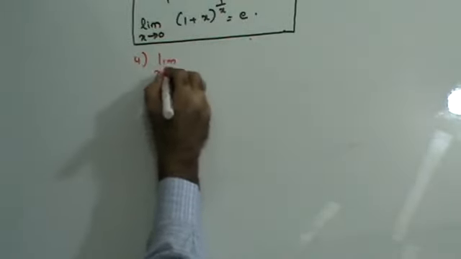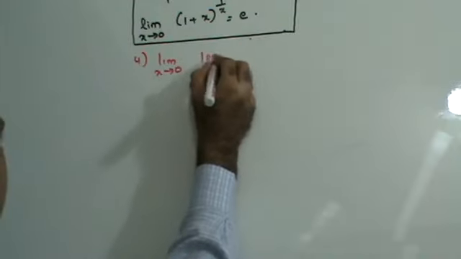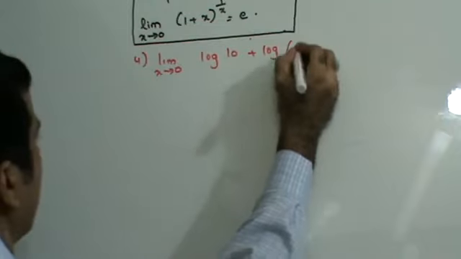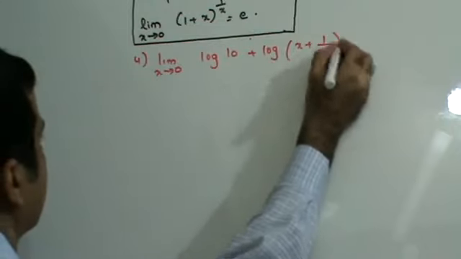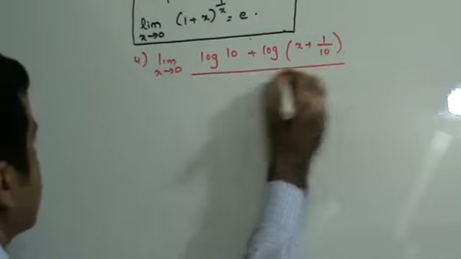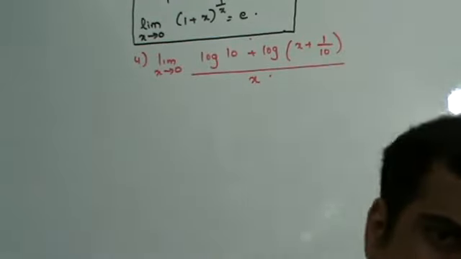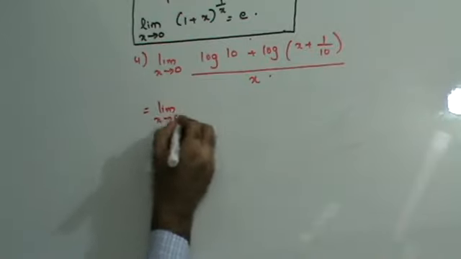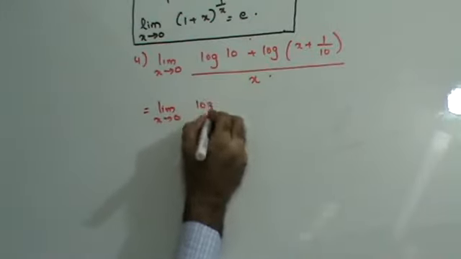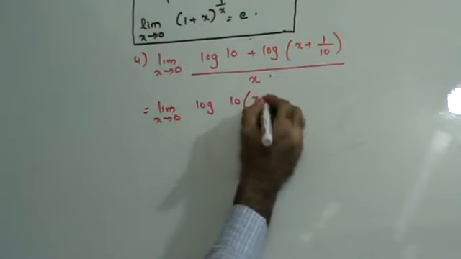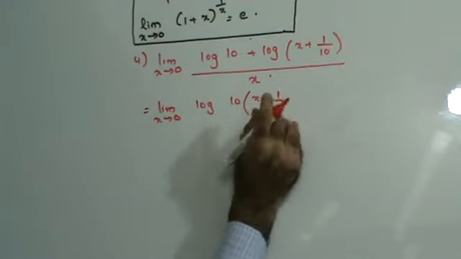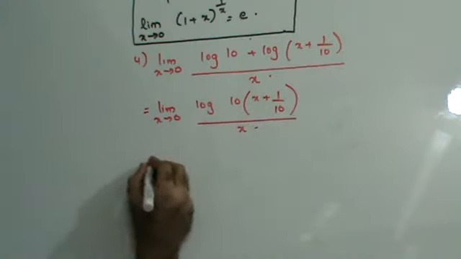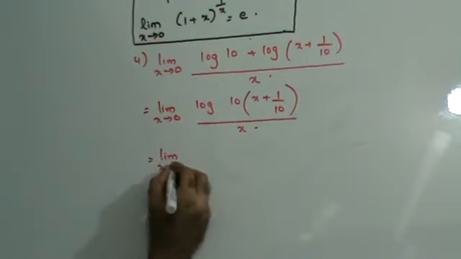Limit of x tends to 0, log 10 plus log x plus 1 upon 10, all upon x. Let's see this. How do we do this? Now, this can be written as limit of x tends to 0, log a plus log b is log a into b, upon x, limit of x tends to 0.